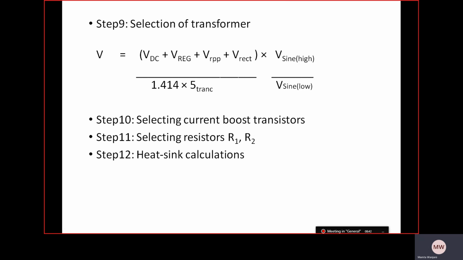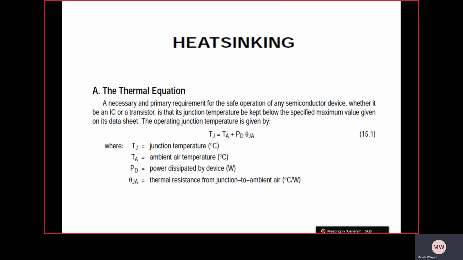Next step is selecting a current booster circuit or current boost transistor. A current boost transistor is required whenever the load current is greater than the output current of the voltage regulator. Next step is selecting resistors R1 and R2, which are considered whenever we use a current booster circuit. Last step is the heatsink calculation. That is a very important calculation part.